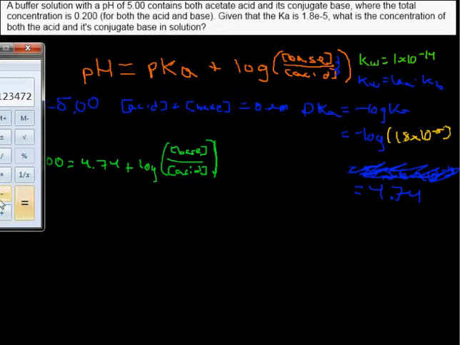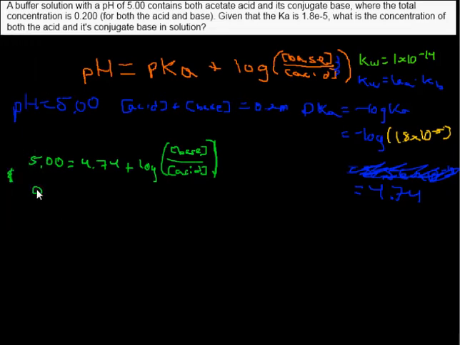Minus 5, we get 0.255. So 0.255 equals the log of both of these, not acid, base. The base divided by acid. We do 10 to both sides. So we do 10, because remember, we subtracted this.